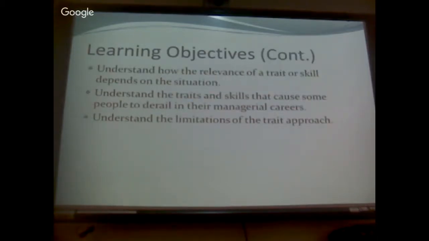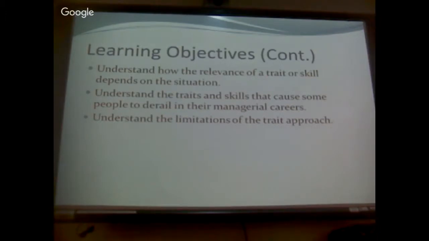Relevance of trait and skill depends on the situation. So that's what I was alluding to right there: what the traits or skills are that control how effective somebody is going to be depends on the context in which you're defining leadership, or how you're defining leadership. Because again, it's part of the problem with doing any of the research here: there is not one single universally agreed upon definition of what constitutes leadership.